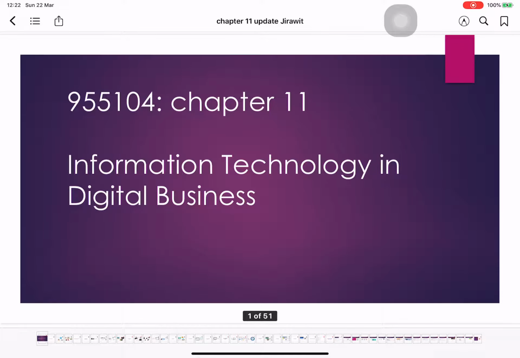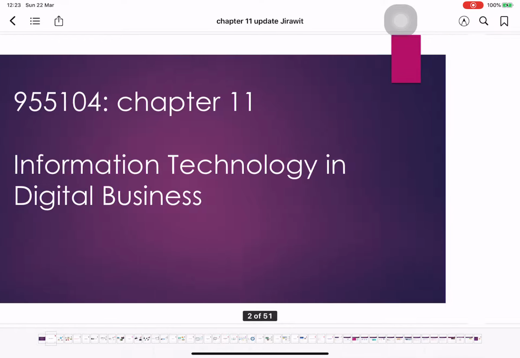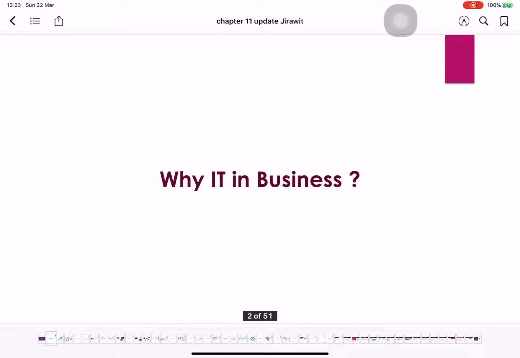Okay, hello everyone. This is our last chapter, chapter 11 of the class 955104 about digital business. This chapter is going to talk about information technology in digital business. Why is information technology in business very important?